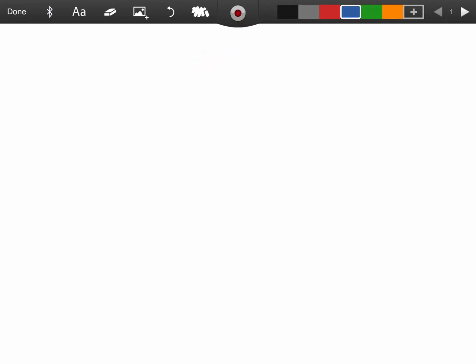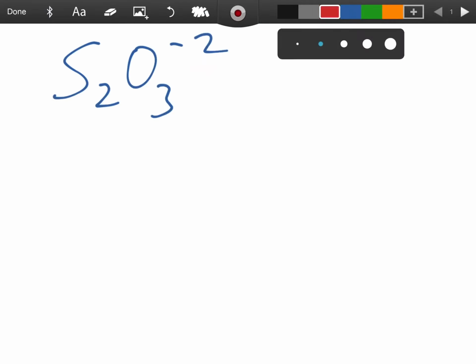So just watch that if it's a complex ion, the sum of the oxidation numbers adds up to give you that charge, whatever that charge is. Okay, now there are the rules.